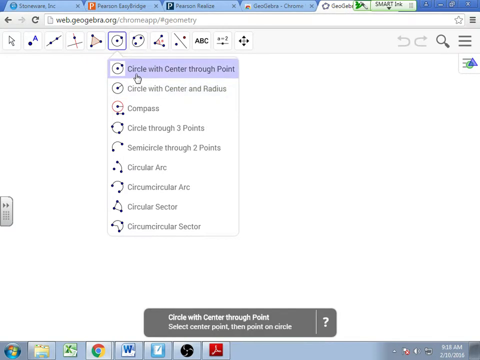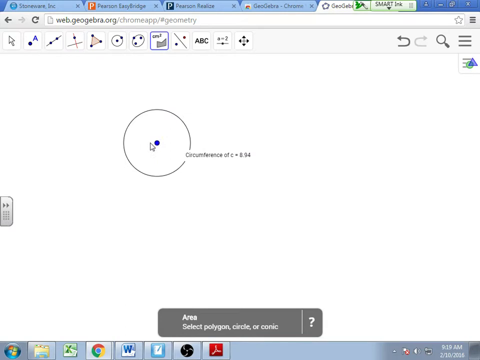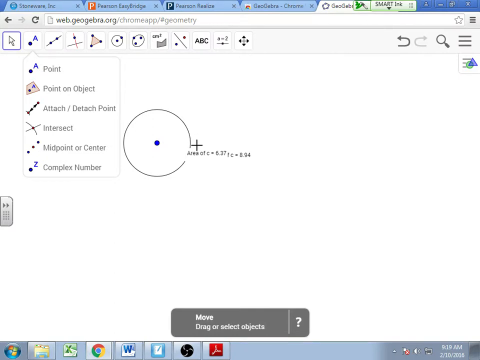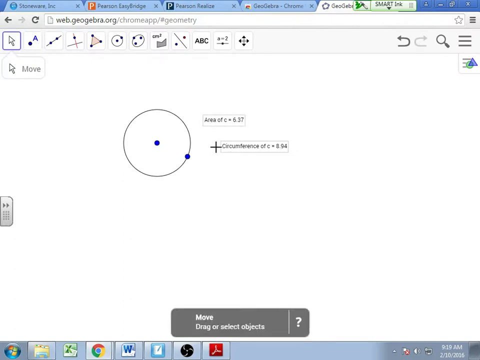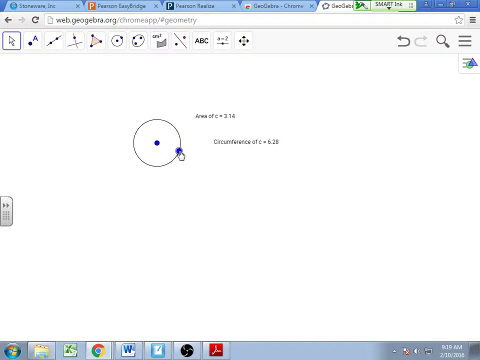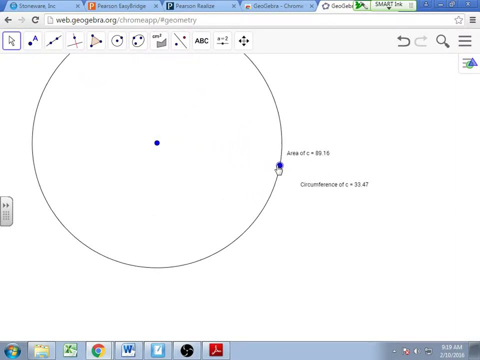Now I can create my own anything in here. So I can create my own circle with a center through a point, and then I can tell it, okay, give me the distance from here to here. So there's my circumference. Then I can tell it, I want to know the area of this circle. So then, let's watch what happens as I make my circle bigger or smaller. Compare how the area and the circumference change. What happens as the circumference gets smaller? The area gets smaller. What happens as my circumference gets bigger? So is there a direct relationship there?